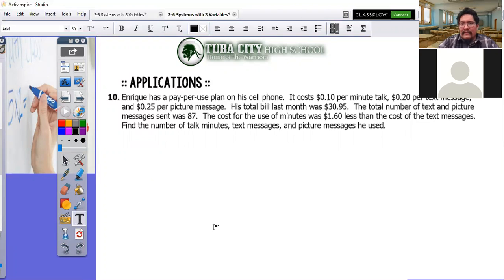It's 10 cents a minute for talk, 20 cents per text message, and 25 cents a picture message. His total bill last month was $30.95. The total number of texts and pictures he sent was 87, and the cost for the use of minutes was $1.60 less than the cost of the text messages. So find the number of talk, text, and pictures used in there.